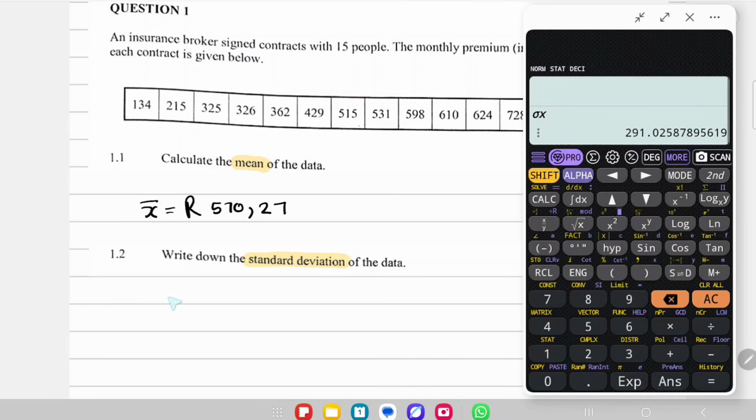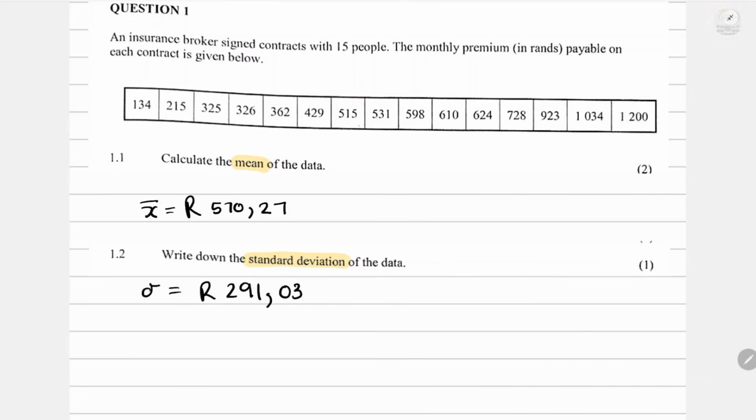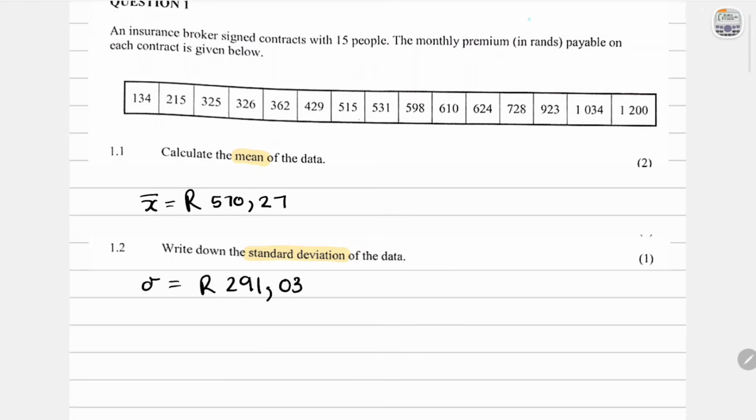So let's see the standard deviation. Now we can see that the standard deviation is how much rands? It's 291.03. Okay, so 0.3 cents. And that is our answer. Moving on to the next question.